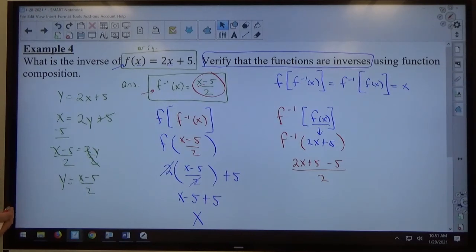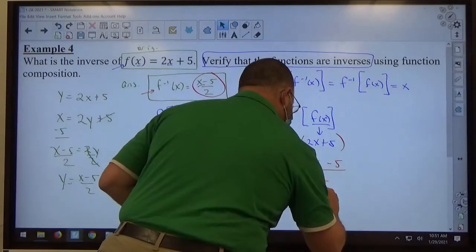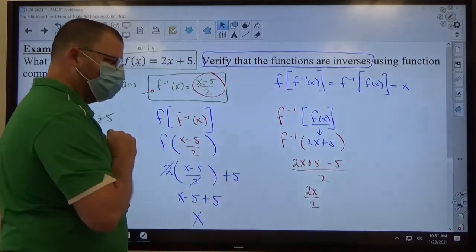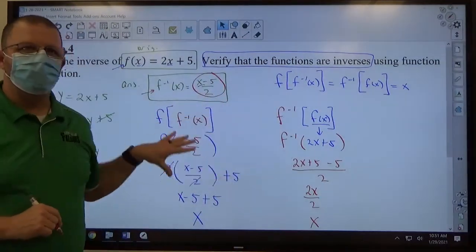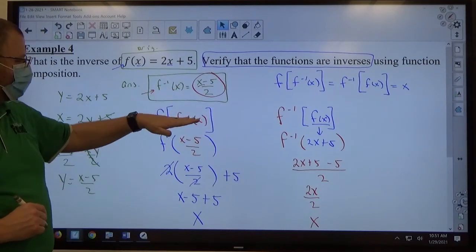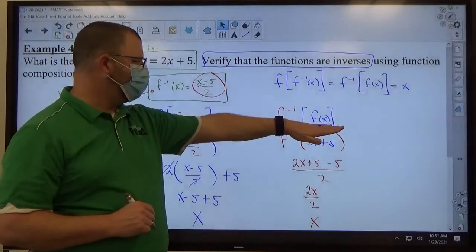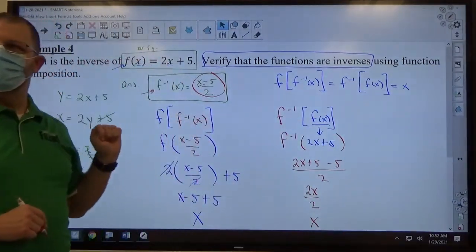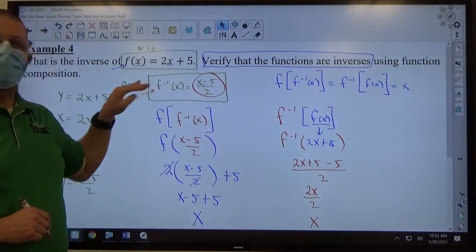On top, what is 2x plus 5 minus 5 simplified to? 2x. So we get 2x on top divided by 2. What's 2x divided by 2? X. All this stuff here is the verification process. Here's my answer. Here's where I composed f to f inverse. I got x. Here's where I composed f inverse to f. I got x. Both of them came out to x, which means that that is true, which means that this is actually the inverse function.